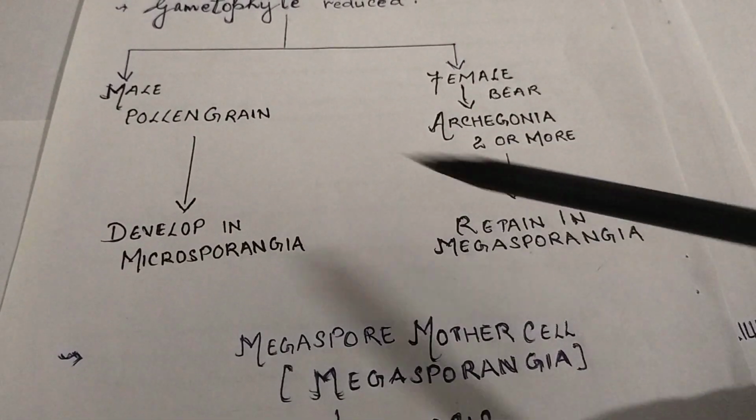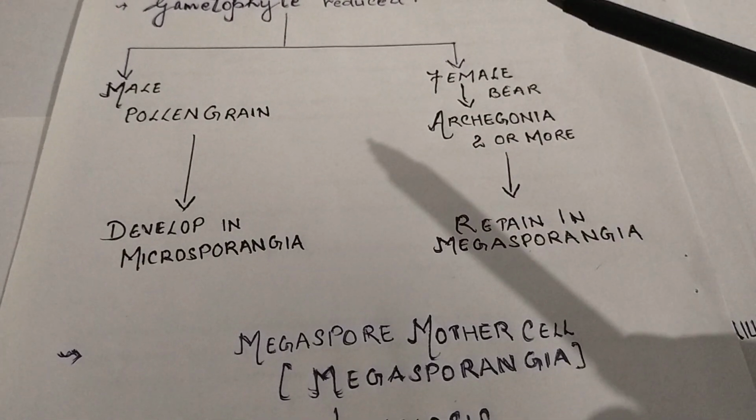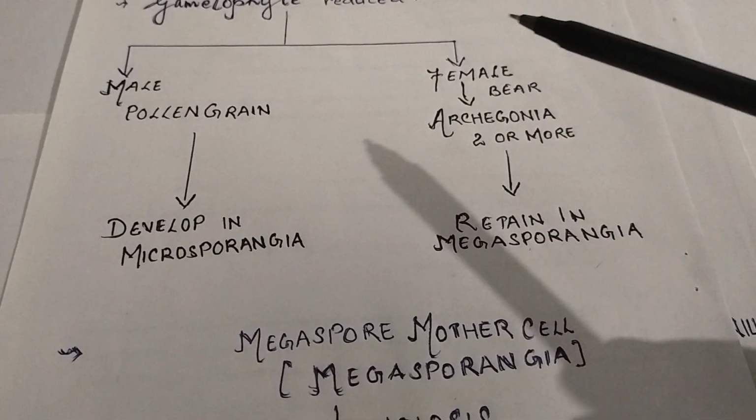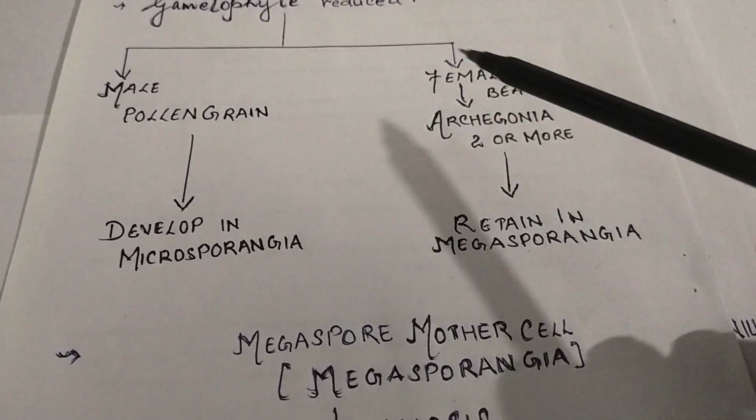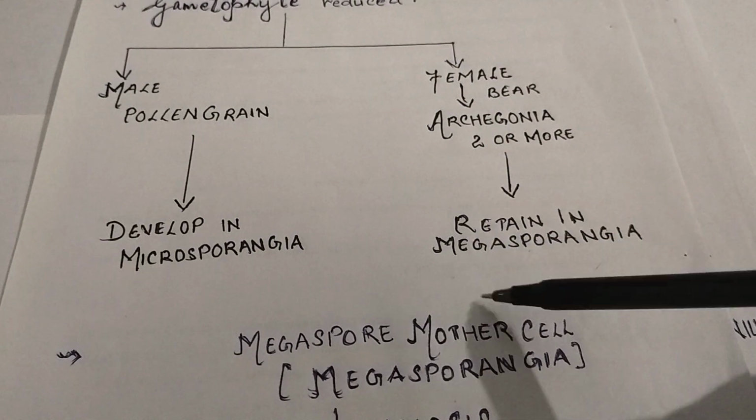And these sporangia are where? They are present on the main plant body, that is the sporophyte. See, so much dependency of gametophyte on sporophyte is here.